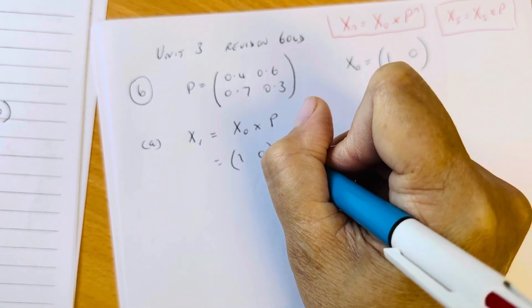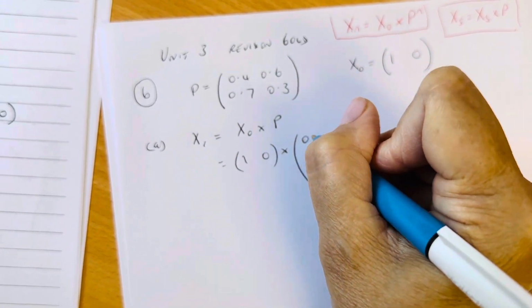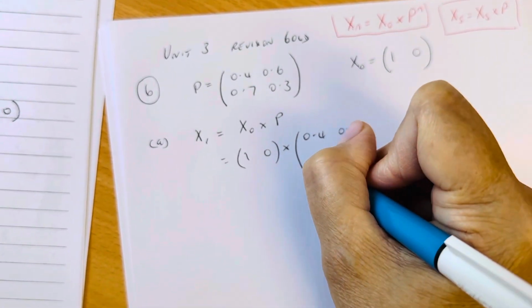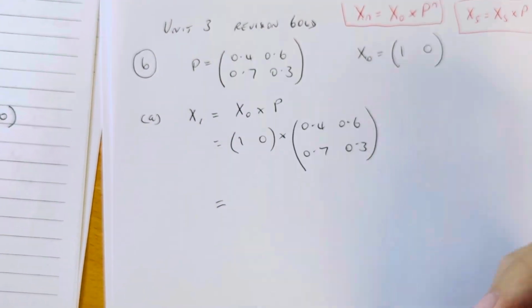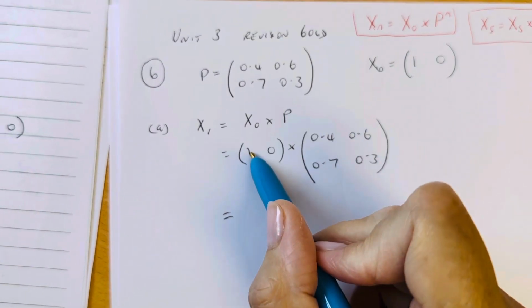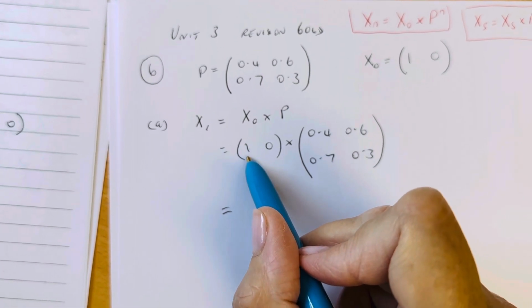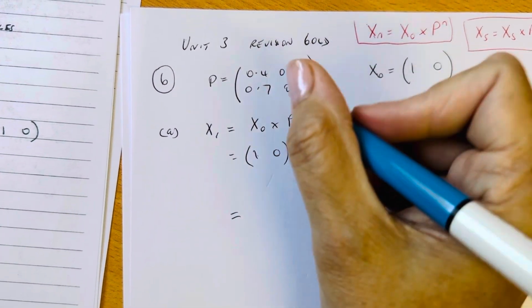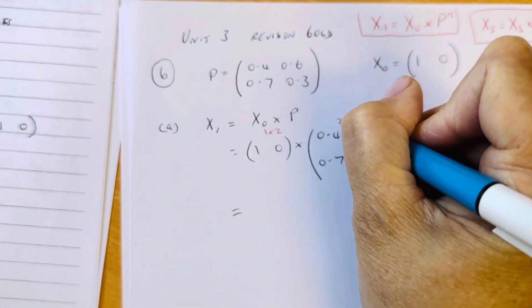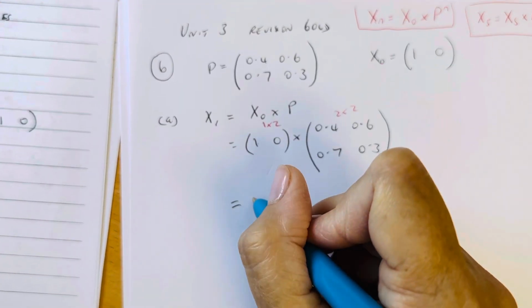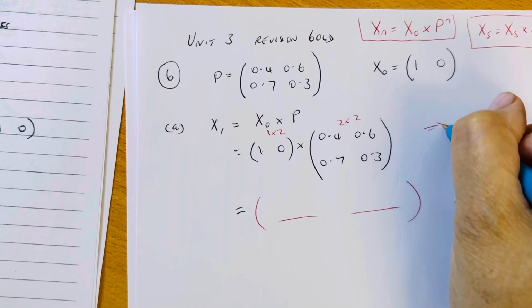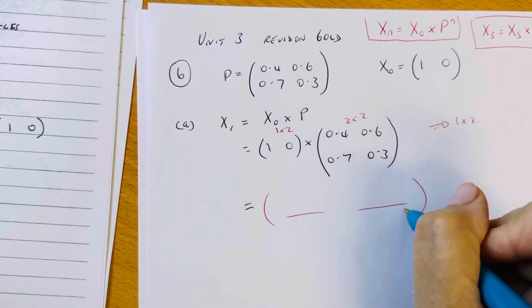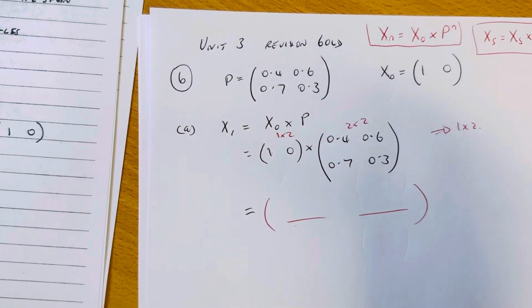[1, 0] times [0.4, 0.6; 0.7, 0.3]. Now, remembering this is a 1 times 2, and this is a 2 times 2, what we are going to get is a 1 times 2. So it's going to give us this style of matrix.